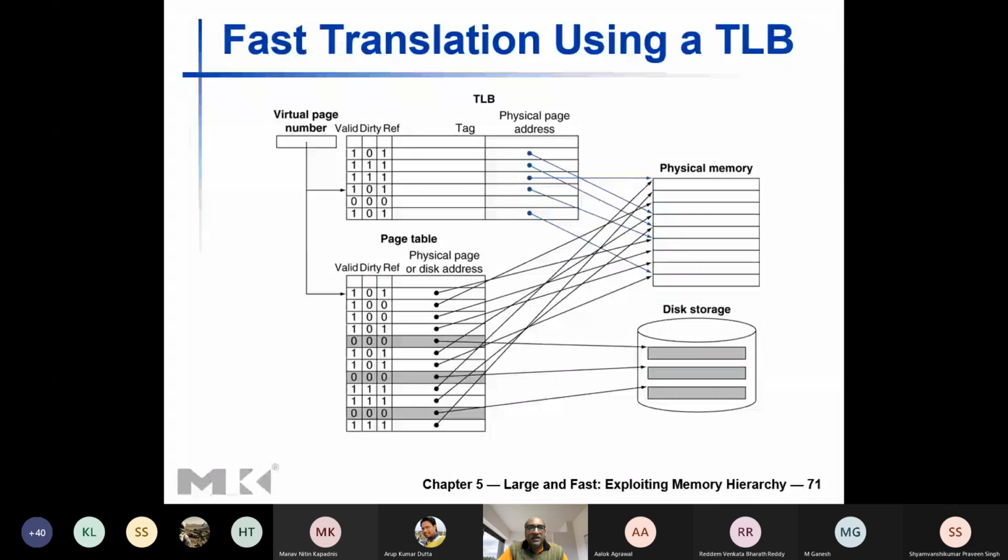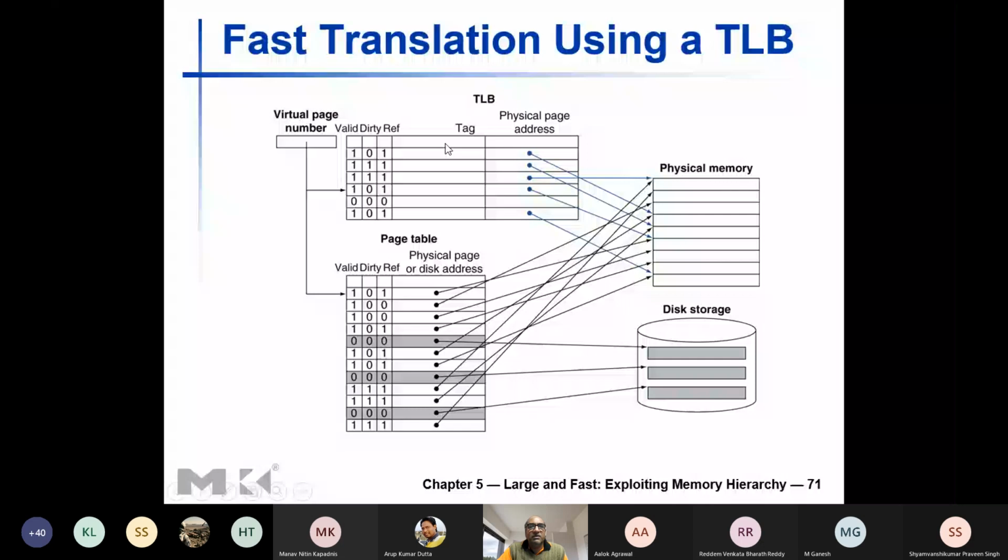Now suppose the TLB misses. Sometimes the entry may not be there for whatever virtual page you decide, because it may not have been recently accessed, so it may not be present in the TLB. So that may happen, right? In this case, there are two things. The page may be there in the memory, or it may not be present in the memory also.